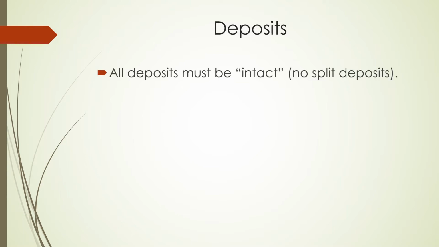Let's talk about the rules for deposits into the IOLTA account. All deposits must be intact. A deposit may not be split and deposited into more than one account. For example, if a client gives the attorney a check for $5,000 and the client has an outstanding bill for $1,000, the lawyer cannot deposit $1,000 into the operating account to pay the bill and $4,000 into the trust account. Instead, the lawyer must deposit the full $5,000 into the trust account and then write a check from the trust account to the operating account to pay the $1,000 bill.